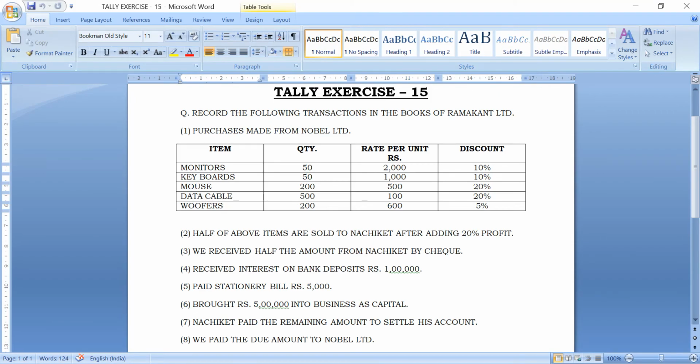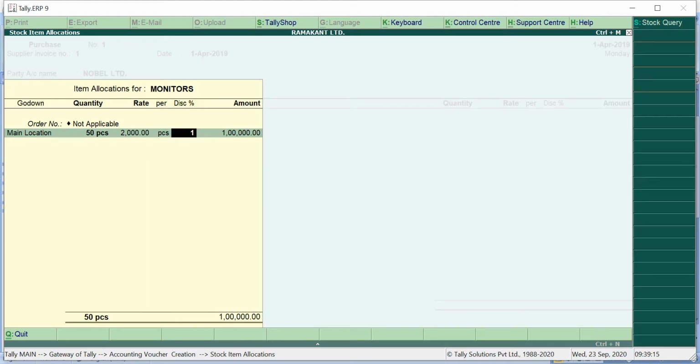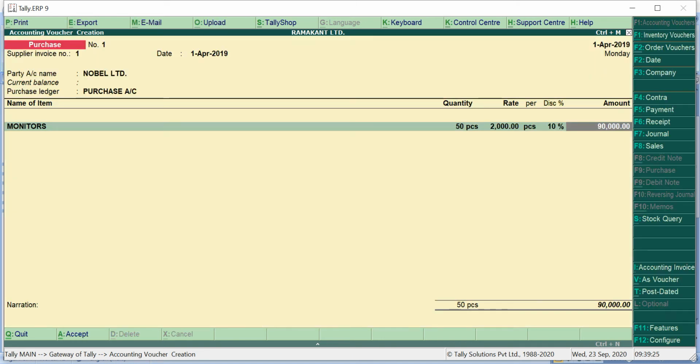We are getting 10% discount. So right over here you just put 10. Just type 10 and here you can see it is there.